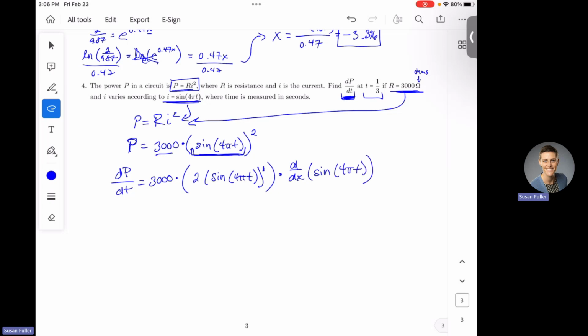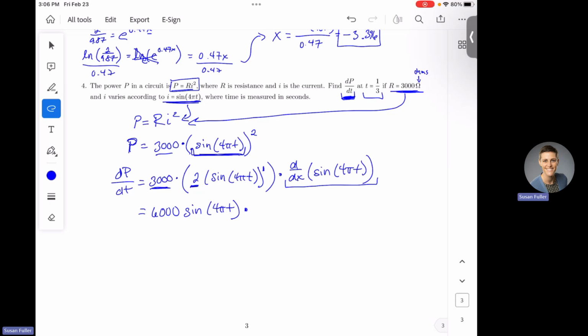I'm going to hit the pause button here for a minute. And there's my first chain rule. Okay, so now I have to fight through the derivative of the sine of 4 pi t. And I'll go ahead and simplify this a little bit as we're going. So 3,000 times 2, that's 6,000 times the sine of 4 pi t. And then I'm going to multiply that by the derivative of the sine of 4 pi t.